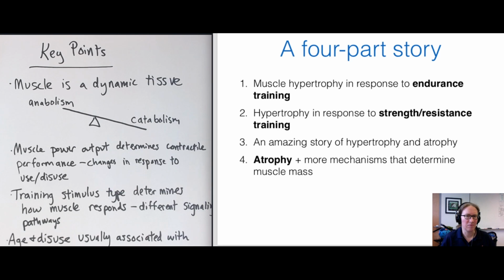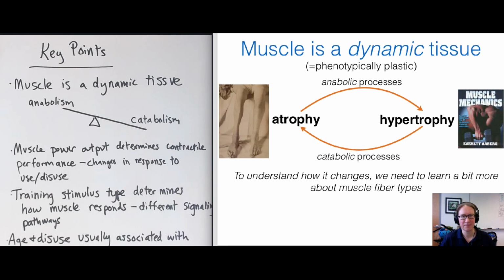First, we're going to investigate muscle hypertrophy in response to endurance training. Then we'll examine hypertrophy in response to strength or resistance training. I'm going to share an amazing story with you of hypertrophy and atrophy, and then I'll talk more specifically about atrophy and mechanisms that determine muscle mass.